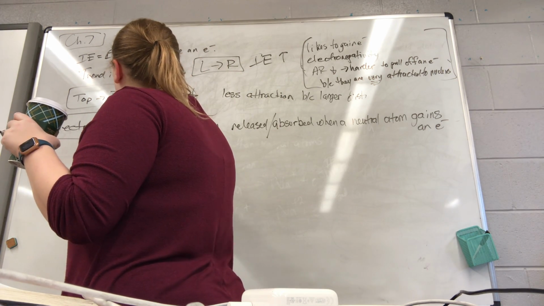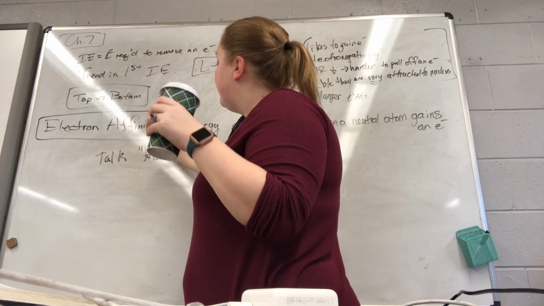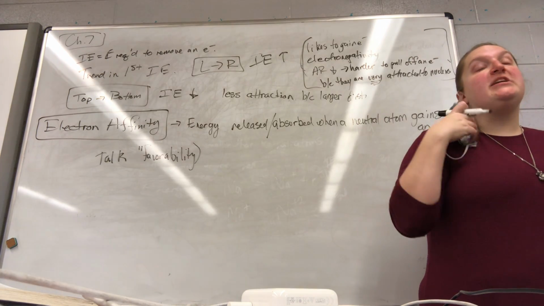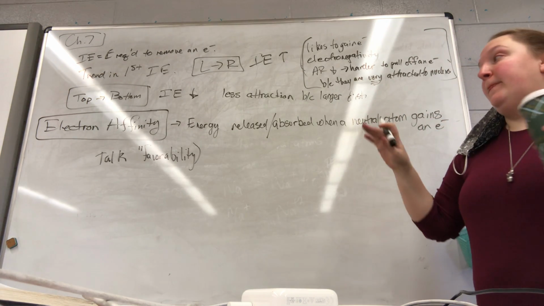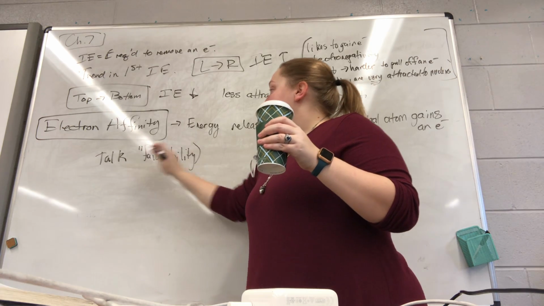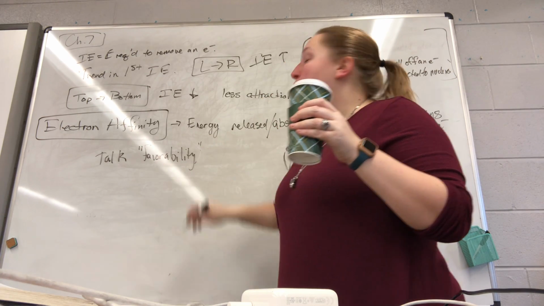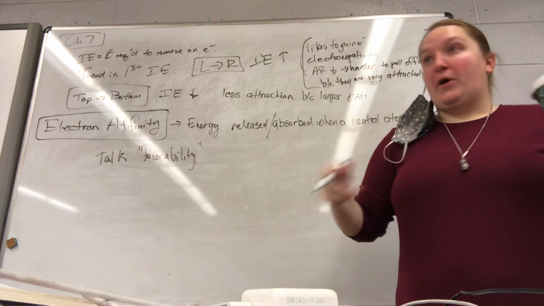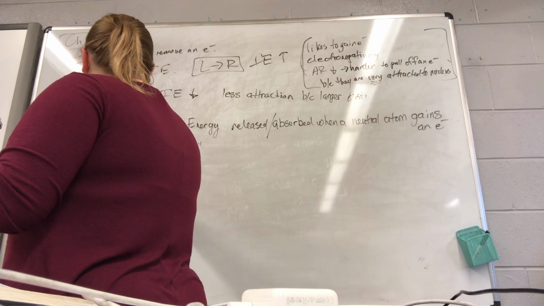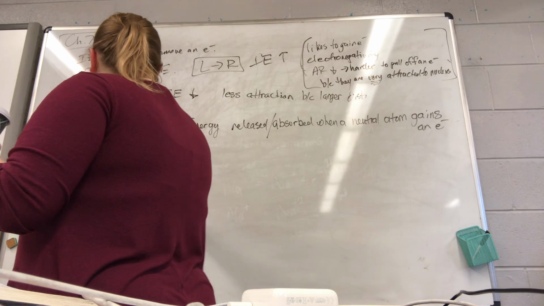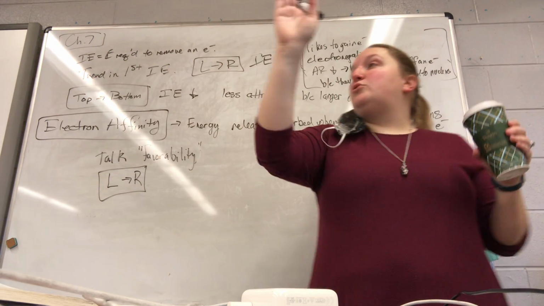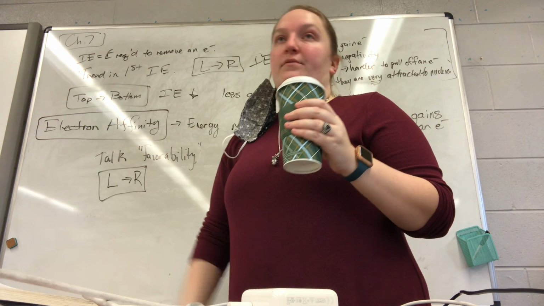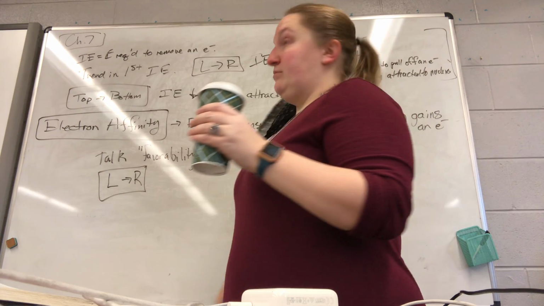So we're going to talk favorability. We're not going to say decreases or increases because these numbers are all over the place. We're going to say it becomes more or less favorable as we move from one direction to another. As we move from the left side to the right side, does it become more or less favorable to gain an electron? More. Think about it.